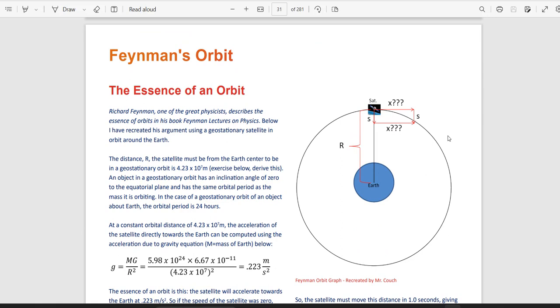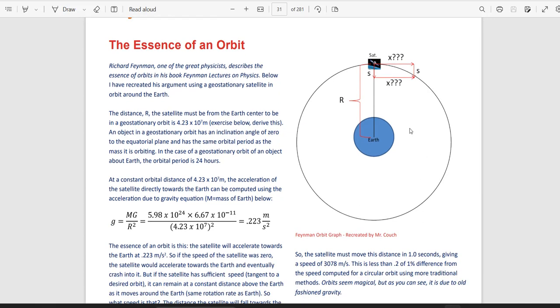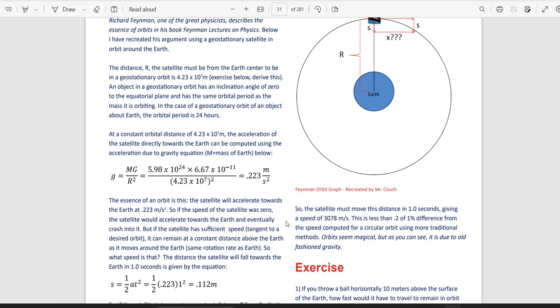So this is really interesting. Richard Feynman, probably one of the top 5 physicists of all time, came up with this way of looking at an orbit and really simplifies what an orbit really is. So say you've got a satellite here, and say the acceleration due to gravity using the previous equation is 0.223 meters per second squared. So in 1 second, this thing is falling towards the Earth, and in 1 second it's going to fall at this acceleration. And this is the time, 1 second squared, times 1/2. So in 1 second, it'll accelerate this distance right here, 0.112 meters.